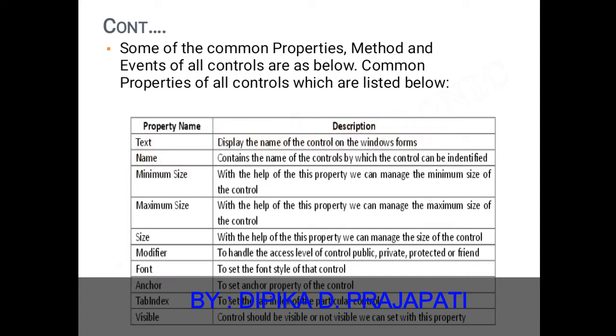Then the second one is name. It contains the name of the control by which the control can be identified. Minimum size: with the help of this property we can manage the minimum size of the control. Then maximum size: we can manage the maximum size of the control. Then size: we can manage the size of the control. Then modifier: to handle the access level of the control, public, private, protected or friend. Then font: to set the font style of that control.